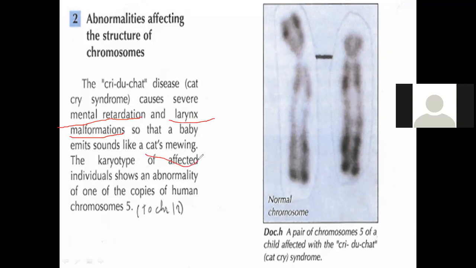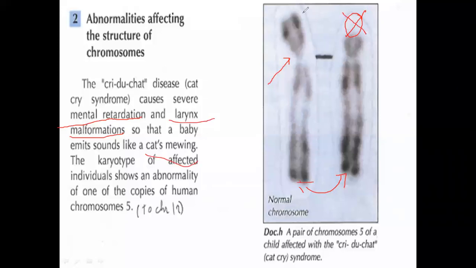Cri-du-Chat disease, or the cat cry syndrome, causes severe mental retardation and larynx malformation, so the baby emits sounds like cats mewing. The karyotype of affected individuals shows abnormality of one of the copies of the human chromosome 5. You see here, this is the first pair and this is the second pair. Here we have two chromosomes, two copies. The first copy is the normal one, while the abnormal one has a missing part. So a portion or a segment of the chromosome is missed. This is the cause of the Cri-du-Chat syndrome.